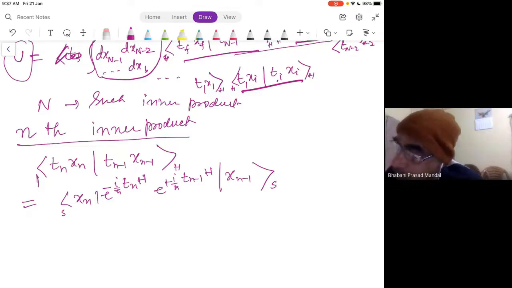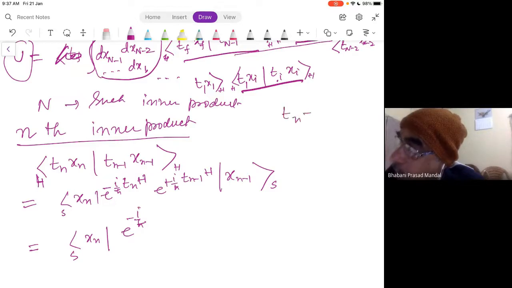So let me write S, but whenever I write only the x variable, the notation is that it is Schrodinger picture. But for Heisenberg picture, I am supposed to write H. Okay, so this I can write x_n in S, and then if I combine e to the power minus i h cut (T_n minus T_{n-1}), one of the smallest time intervals, which by definition is epsilon, right?